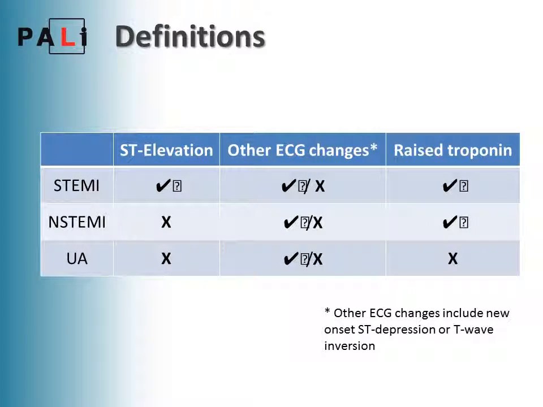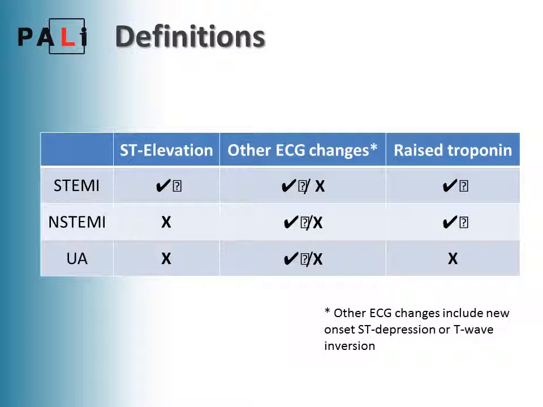This is a simple comparison of the components of ACS. As the name suggests, STEMIs will have ST elevation, but may also have other ECG changes, such as reciprocal ST depression or T-wave inversion. Non-STEMIs will not have ST elevation. They may have other ECG changes, such as ST depression or T-wave inversion, or they may have a completely normal ECG. And the same is true of unstable angina.